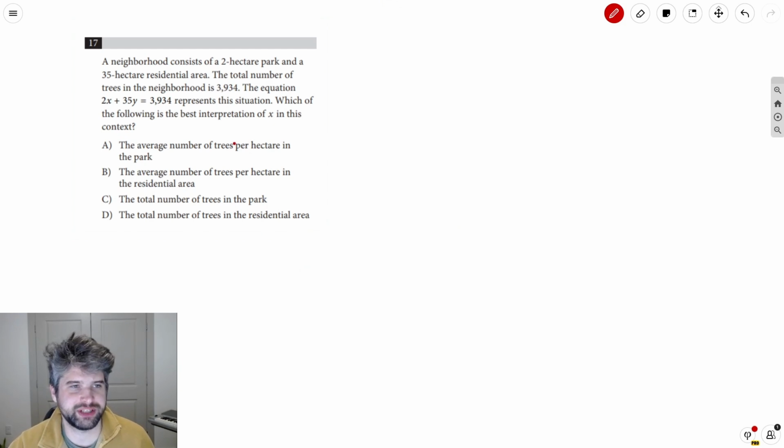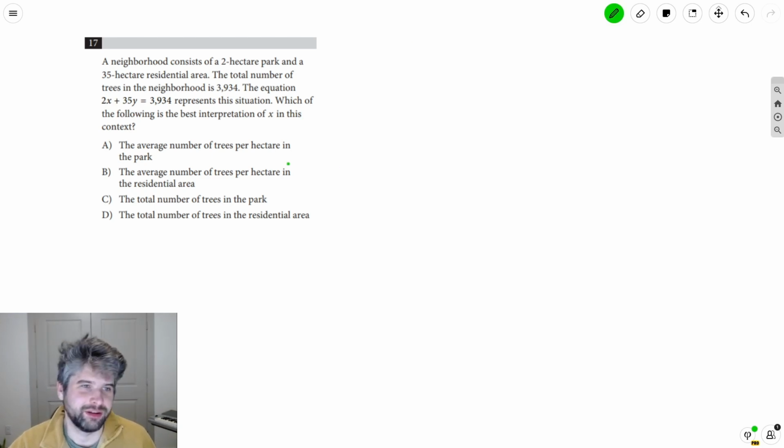All right, question number 17. A neighborhood consists of a 2-hectare park and a 35-hectare residential area. The total number of trees in the neighborhood is 3,934. The equation 2x plus 35y equals 3,934 represents this situation. Which of the following is the best interpretation of x in this context? Pause the video and see if you can solve this one.